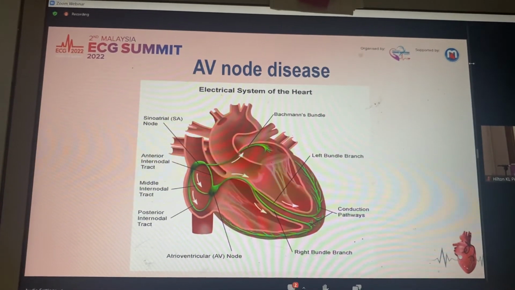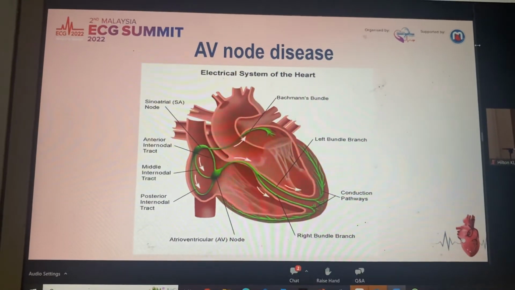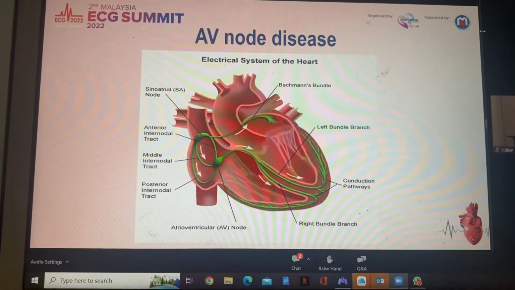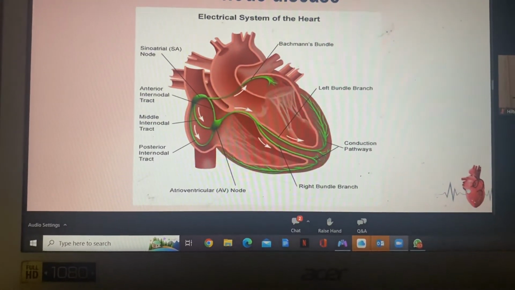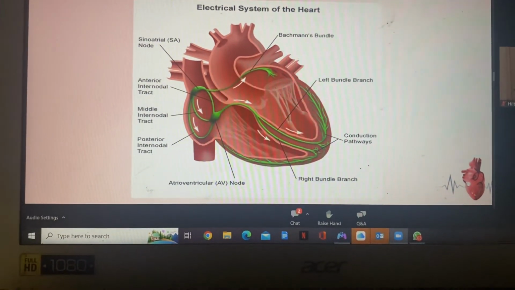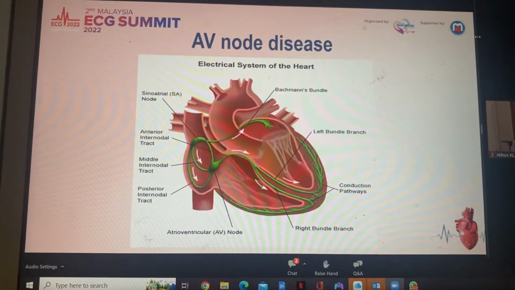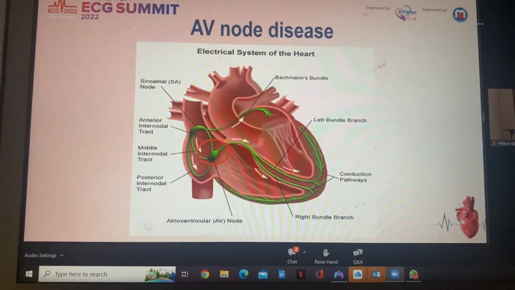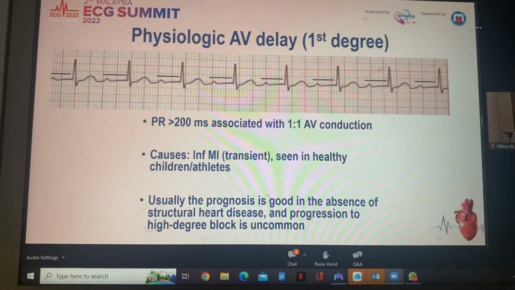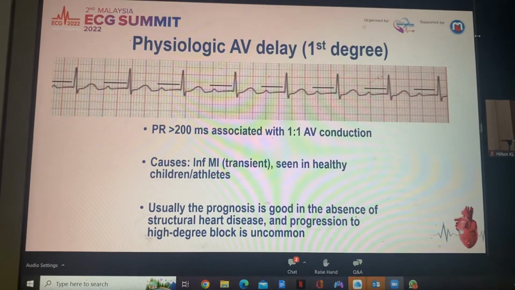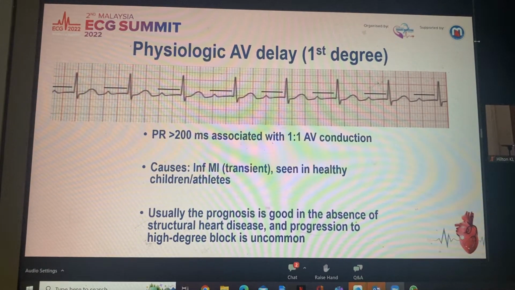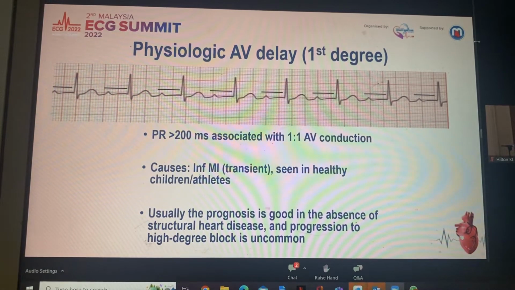This is especially important in patients with AT, flutter, or fast AF, because the AV node will be the gatekeeper. AV node disease can present in many ways, but the common presentations reported in the guideline are three: first degree heart block, second degree heart block, and third degree heart block.